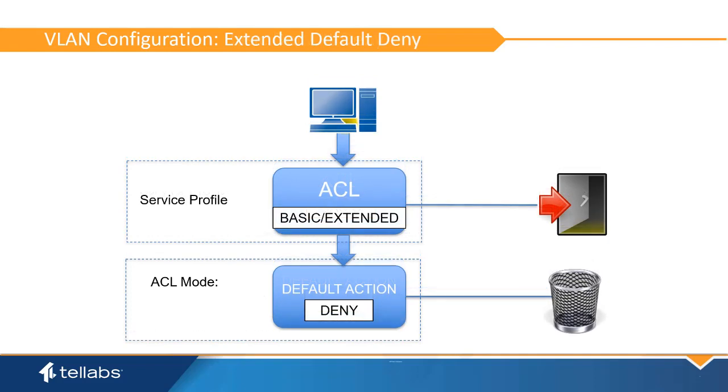Like basic default deny, extended default deny will drop all packets on the VLAN unless explicitly permitted by an ACL. Extended ACLs can filter on many of the fields in an IP packet, but require more resources and fewer can be created. An extended default deny VLAN will allow either basic ACLs or extended ACLs.